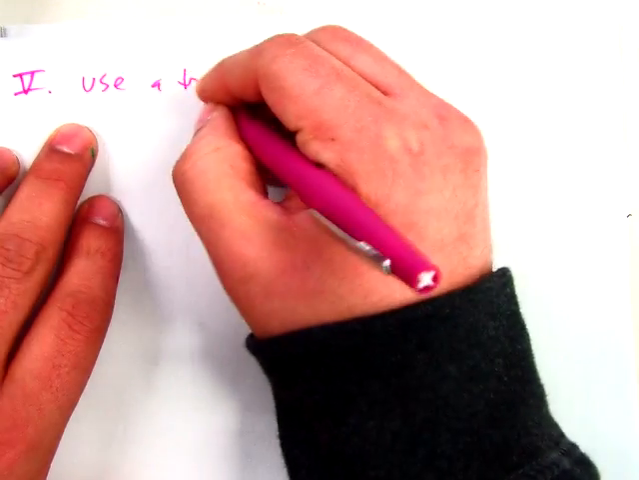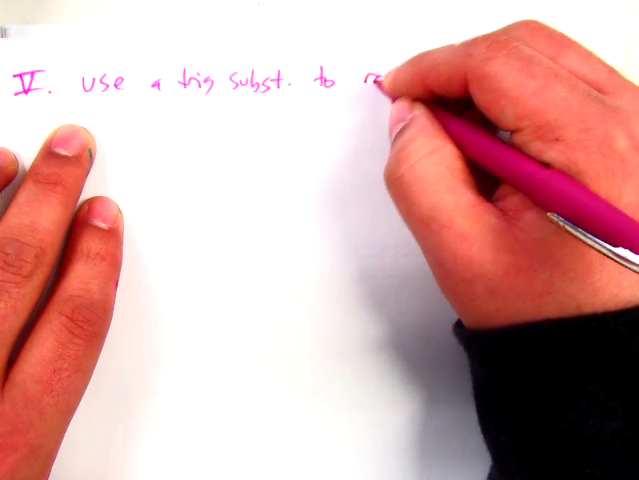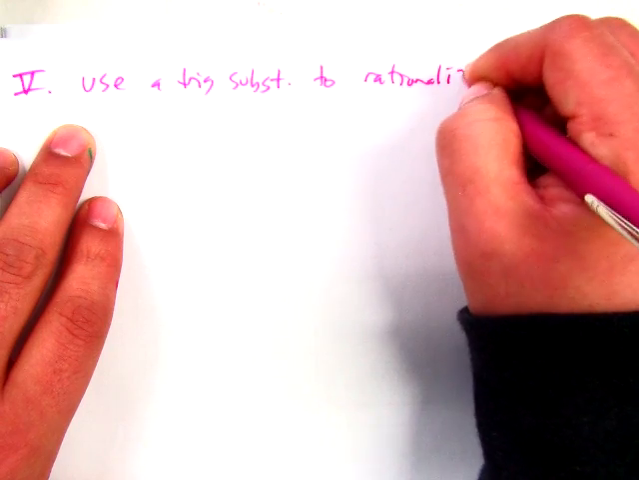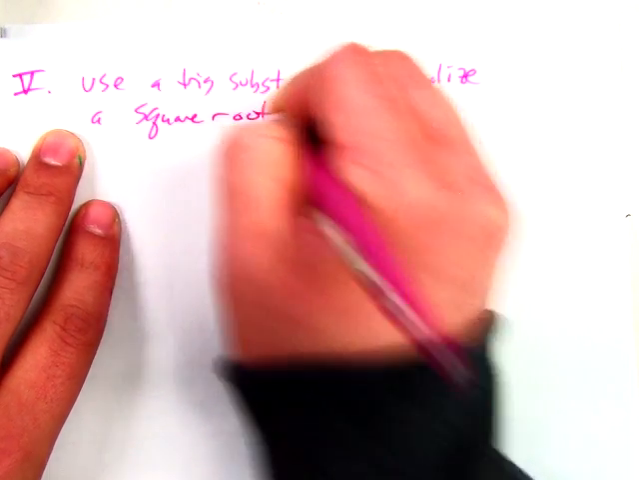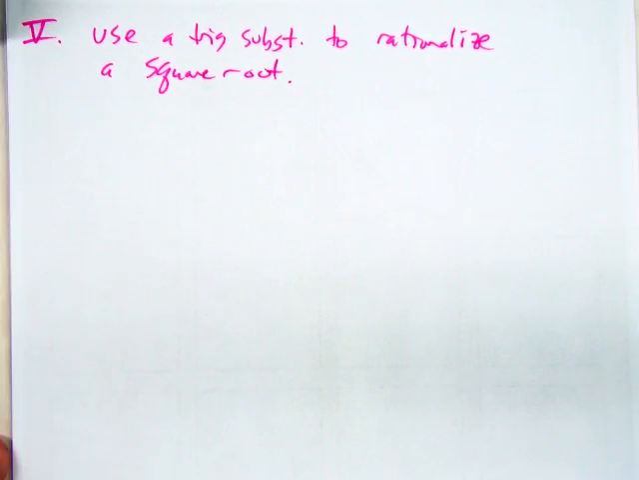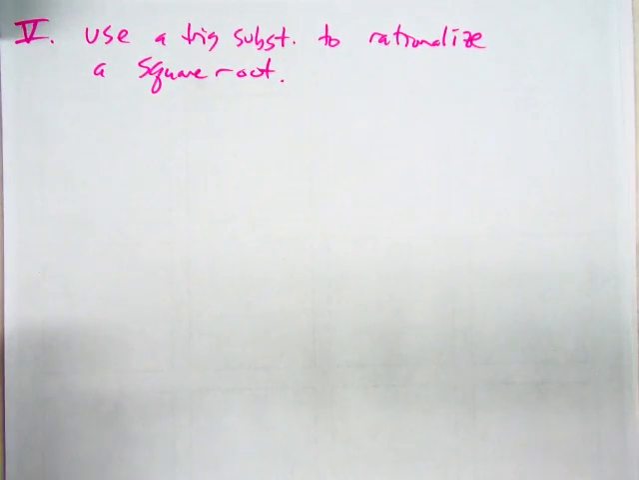Use a trig substitution to rationalize a square root. This is a skill that you will use more frequently in calculus, and you'll have to be able to figure out which trig substitution to use. I'll let your calculus teachers deal with having you tell which one to use. Right now, it's actually really easy for you guys.